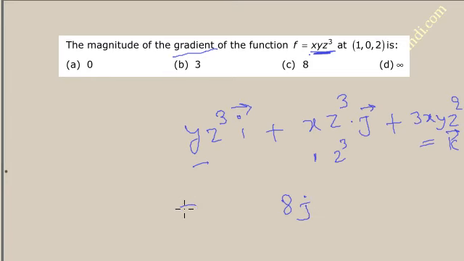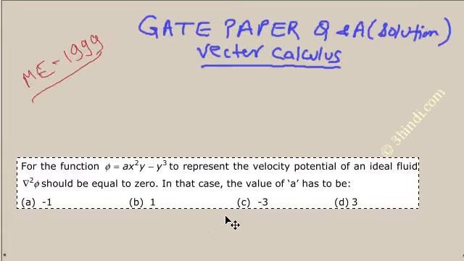So grad f is 8j, so the magnitude is 8, so C is the correct answer. This is the GATE 99 question.